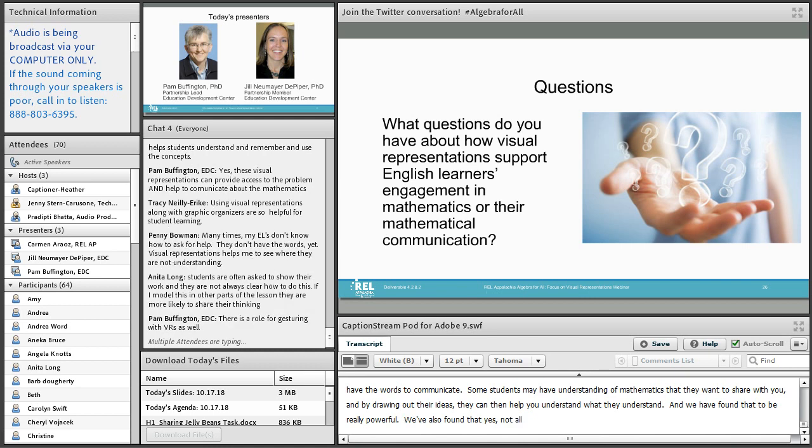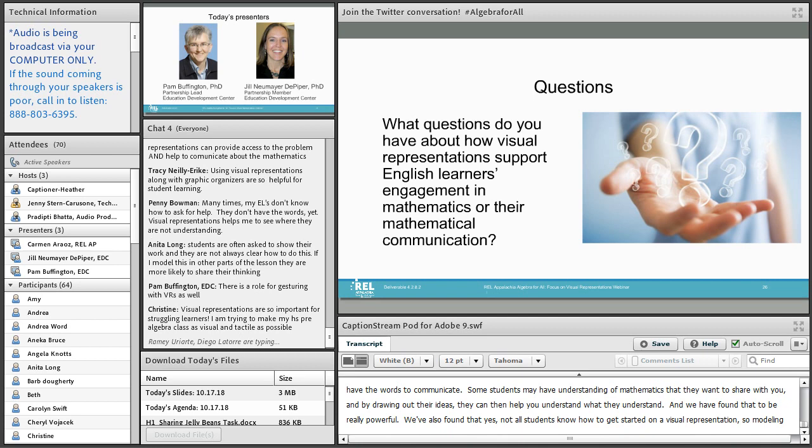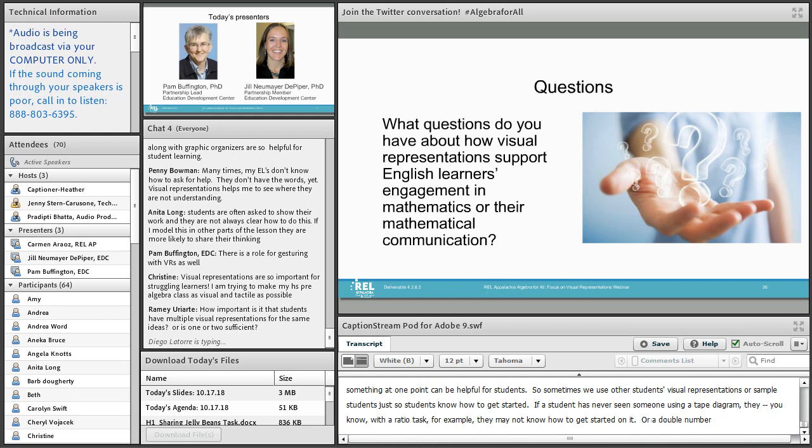We've also found that, yes, not all students know how to get started on a visual representation. So modeling something at one point can be helpful for students. So sometimes we use other students' visual representations or a sample student, just so students know how to get started. If a student has never seen someone using a tape diagram with a ratio task, for example, they may not know how to get started on it, or a double number line. And so presenting another student's work, either an actual student in your class or a sample fictitious student, can help students see multiple visual representations.